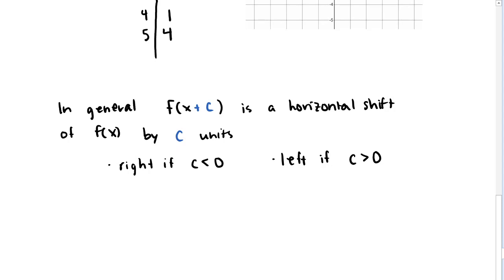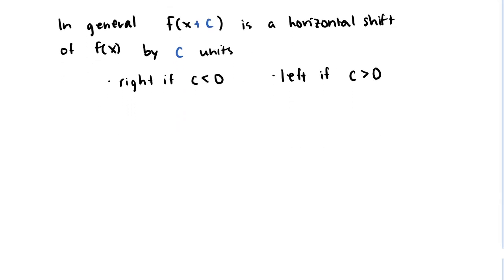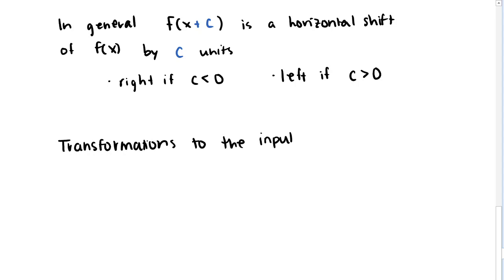And so we've seen an example of a horizontal transformation and a vertical transformation, and I just want to make a statement that'll give some context. So transformations typically to the input apply horizontal changes to the graph.